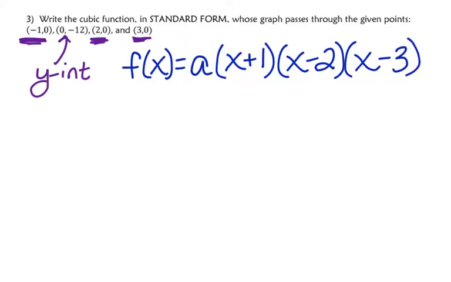Okay, why don't you go ahead and pause the video, and then what I want you to do is work on multiplying those 3 factors together. Okay, so pause the video, multiply those 3 together, and then press play when you're ready to check your answer.